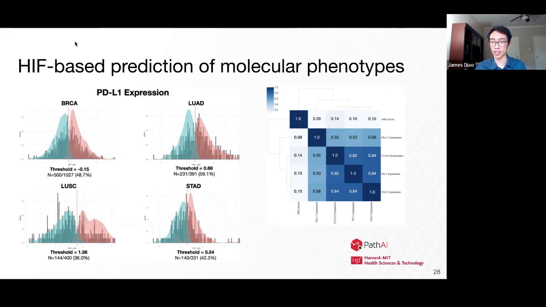prediction tasks that we have. So HRD, or homologous recombination deficiency, is a little more independent. It's more of its own thing, but all the immune checkpoint proteins end up being pretty closely associated with each other, as you might expect. And so it should not be surprising that if it does well on one, it'll do well on a lot of the others.